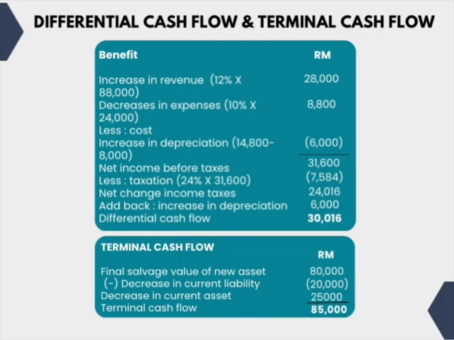Next is terminal cash flow, which happens at the end of the project. The company received 80,000 from the asset salvage value, minus 20,000 from a decrease in current liabilities, but plus 25,000 due to a decrease in current asset. This results in a terminal cash flow of 85,000.